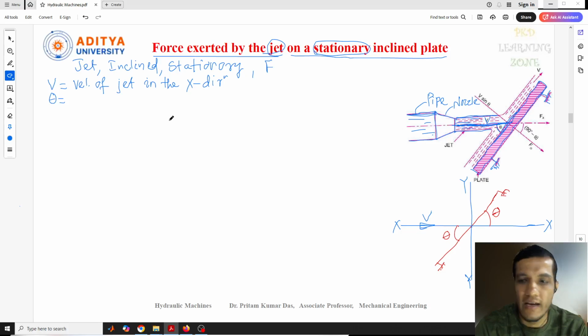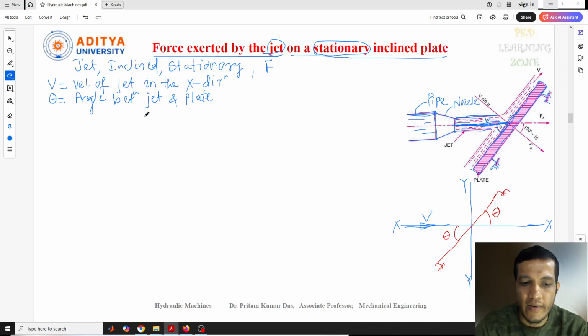The next one is theta. Theta is the angle between the jet and the flat plate. This is the jet, as already mentioned, and this is the flat plate. So theta is the angle between the jet of water and the plate.